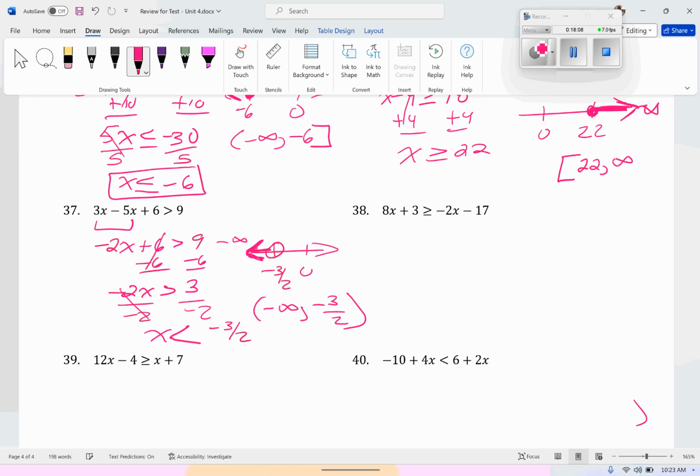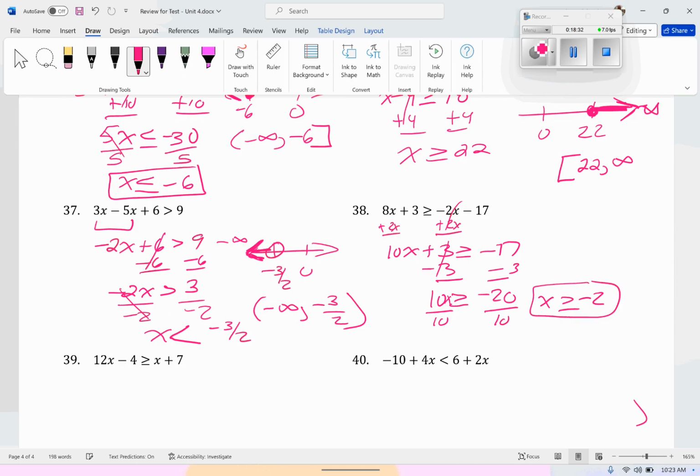Number 38, I'm going to add 2x to both sides. Those cancel, so 10x plus 3 is greater than or equal to negative 17. I'm going to subtract 3 from both sides. Those cancel, so 10x is greater than or equal to negative 20. Oops, I forgot the x. x is right there. So divide by 10. x is greater than or equal to negative 2.